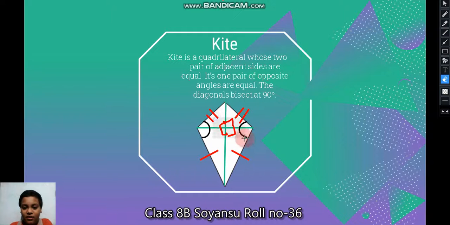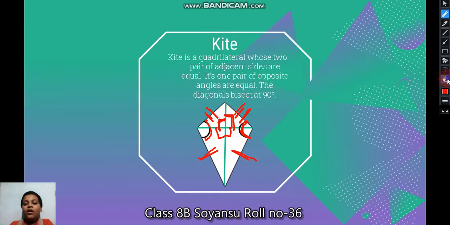Wait a second, I will just write it here again. This is 90 degree, this is also 90 degree, this is also 90 degree, and this is also 90 degree. Okay, so this bisect each other at 90 degree. Okay, and these two are parallel, these two are parallel, and these two angles are also equal.